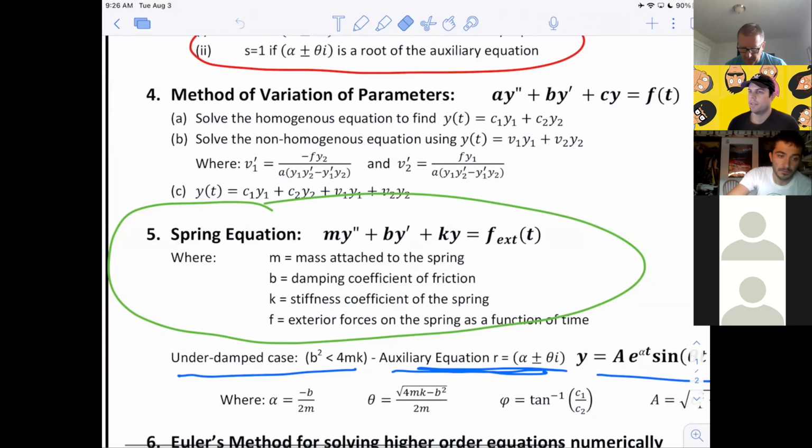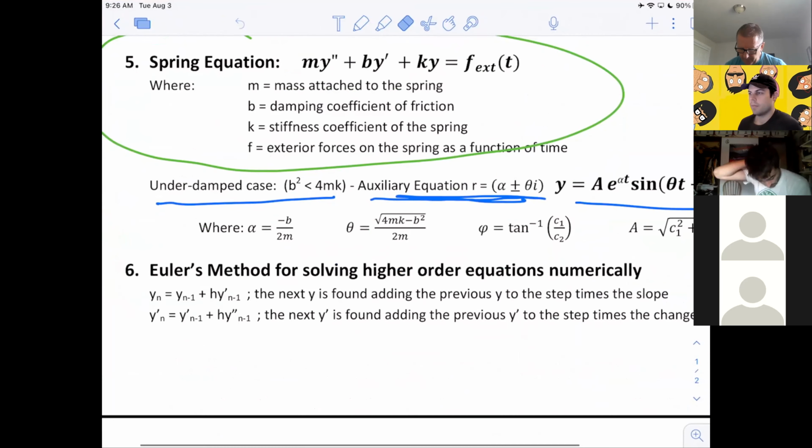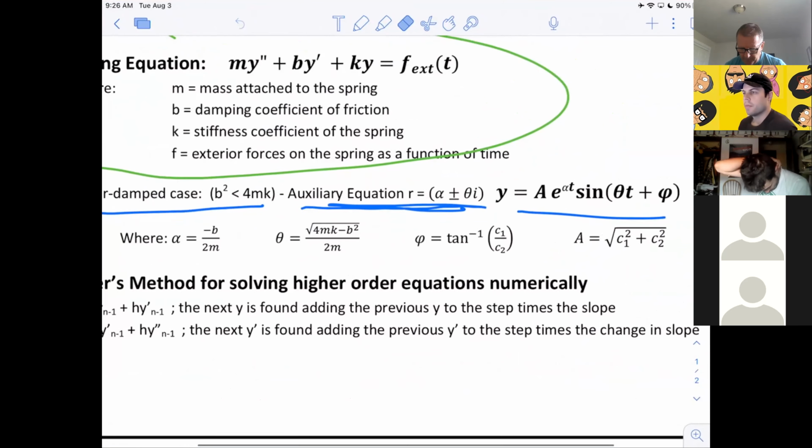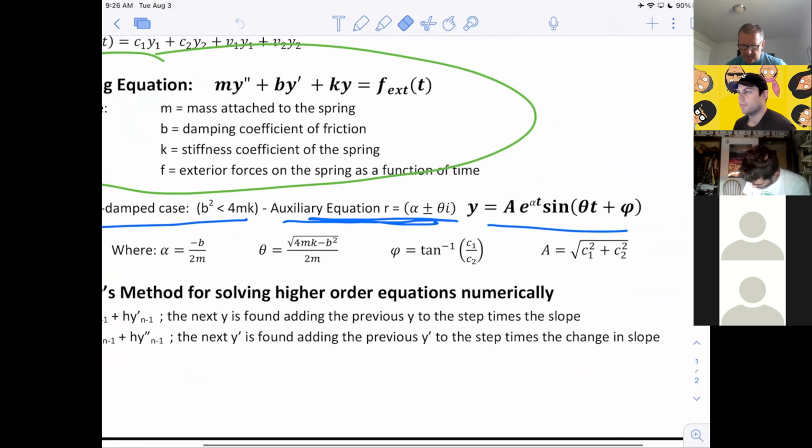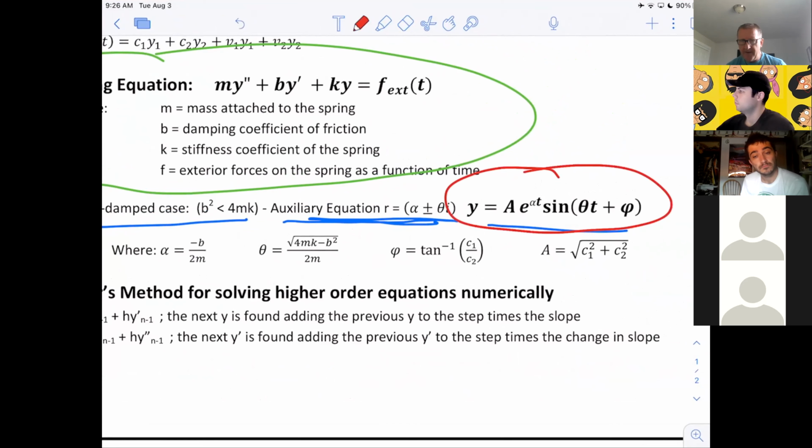I don't know if we'll have time to talk about this, but I'm just going to mention it for now, and we'll see if we run out of time. Notice this equation right here does not have a sine and a cosine. You notice that? It's like, what? Well, there is a way to combine them.